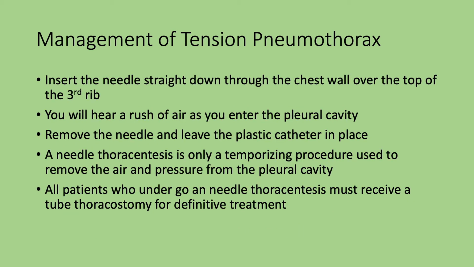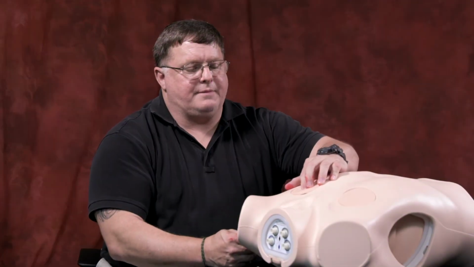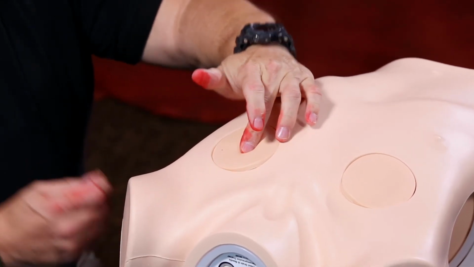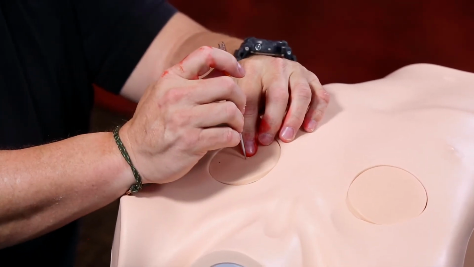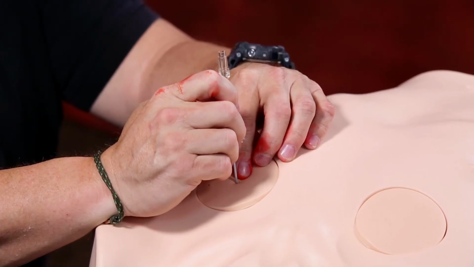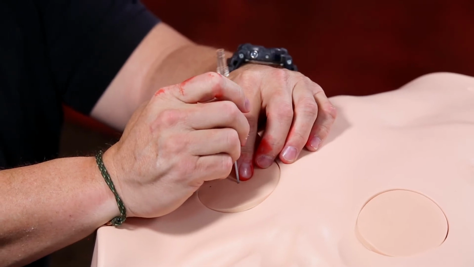Once you've identified your landmarks, it's a very easy procedure. You identify where you're going to be at. So second, third intercostal space, midclavicular line is right here. And you just insert your needle straight down. You want to make sure you go over the top of the third rib, because if you go closer to the second rib, you can hit the vessels and the nerves.